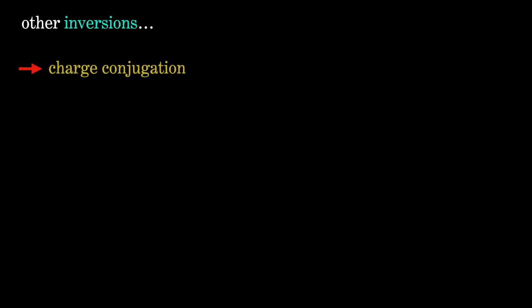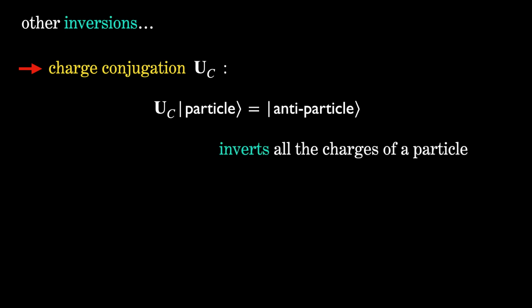We now examine other forms of inversions in the interactions of elementary particles and see how they are related to parity. One of them is charge conjugation. We implement this with a unitary operator, UC, which transforms a particle into an antiparticle. The antiparticle is identical to its particle counterpart in every way, except with all its charges inverted. Apart from the electric charge, these include also the baryon and lepton numbers.